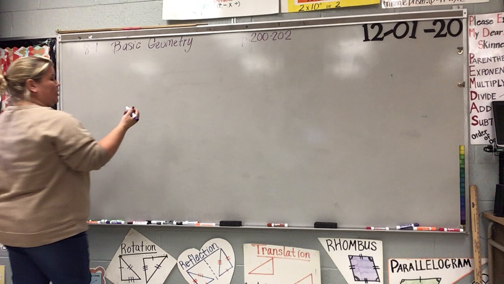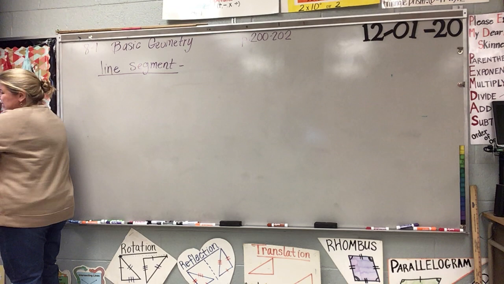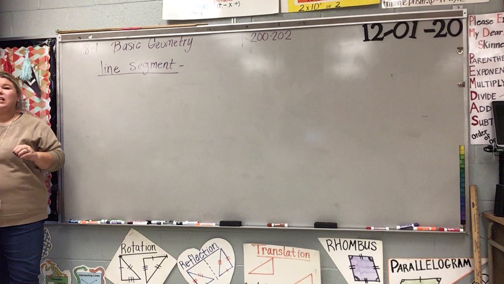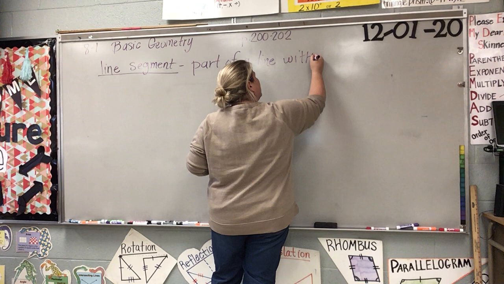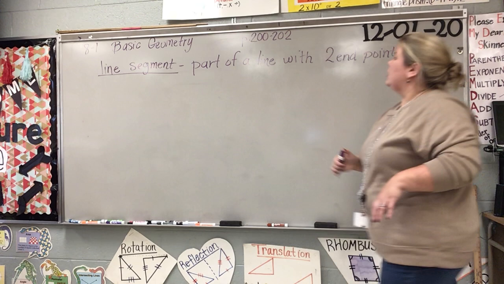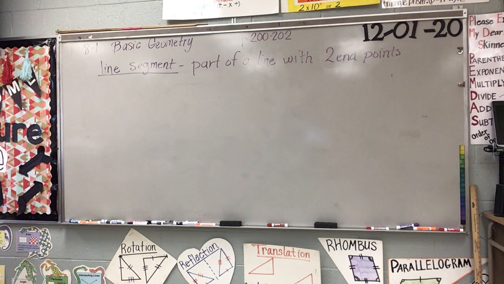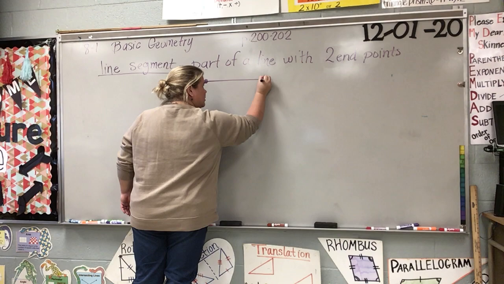So here's your first word. This is notes. Line segment. And it's exactly what Jesse said. It's part of a line with two endpoints. It's in the book. So, line segment. It's part of a line with two endpoints. So when I would draw a line segment, it would look like this. Endpoint. It's still straight, but it doesn't go on and on and on.